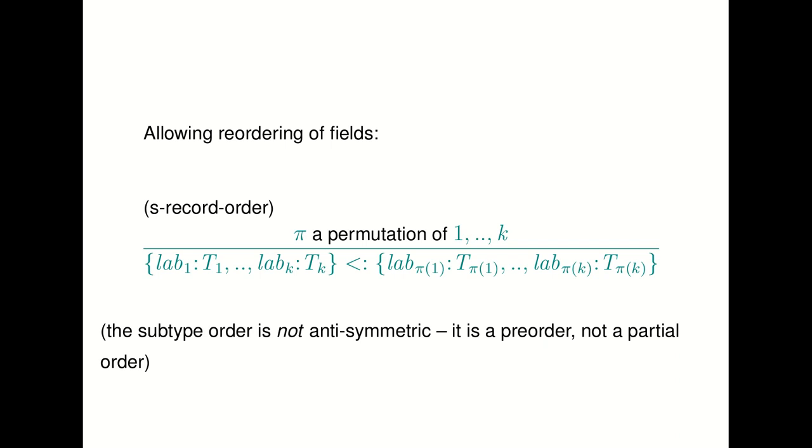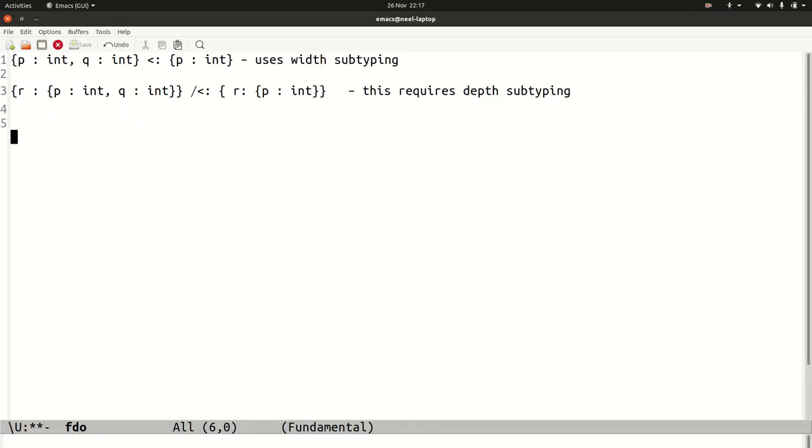Now one additional thing you might consider is allowing reordering of fields. If we have label 1 t1 to label k tk, we might want to allow an additional subtyping rule that says that for any permutation of these k labels, label pi 1 t pi 1 to label pi k t pi k, the fields get permuted. This is a little bit abstract, but what it means is, let me write not subtype. Right now we do not have the subtyping relation that if you have a record p int q int, then that's a subtype of q int p int. So this requires the permutation rule.